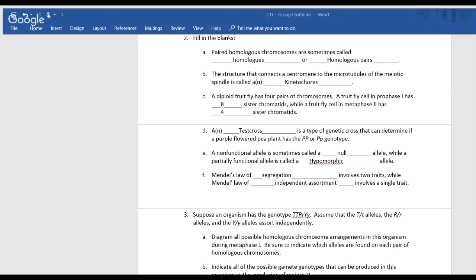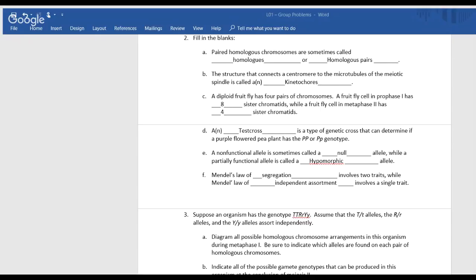So it's called a null allele, while a partially functional allele is called a hypomorphic allele. Hypomorphic is where it's kind of functional. Not all the protein is defunct, but some has some functionality. So that's that. Now we'll go to number F.